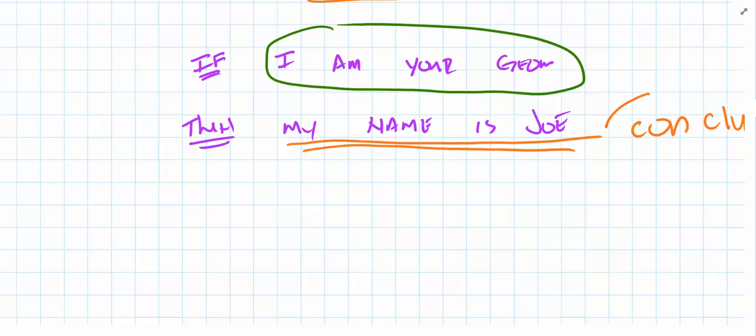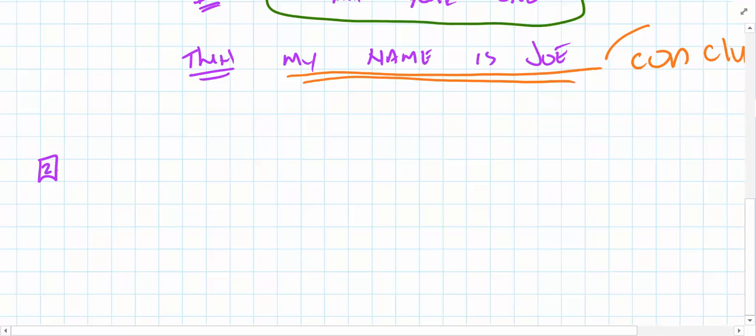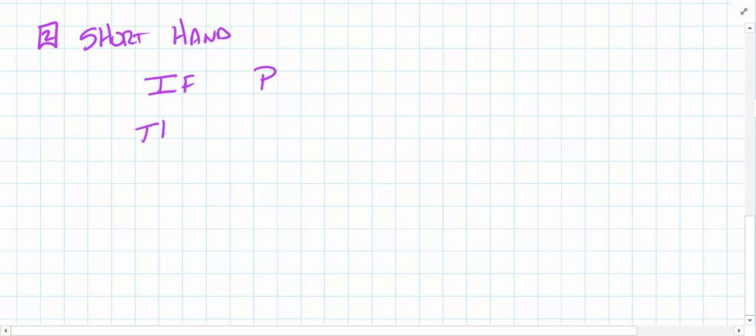Very good. Awesome. You know what's so cool about this stuff is that it's used so often that there's a shorthand way to write it. And what we do is we say this. We say if, and we say P, then we say Q. So P is your hypothesis, and Q is your conclusion.